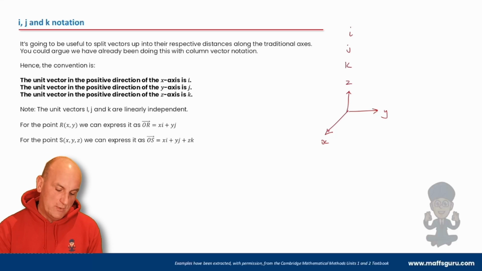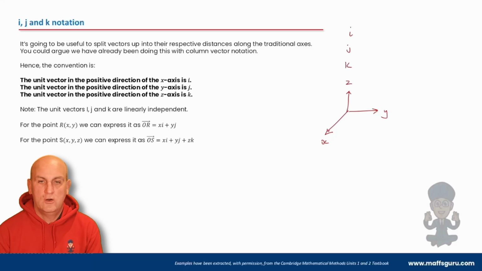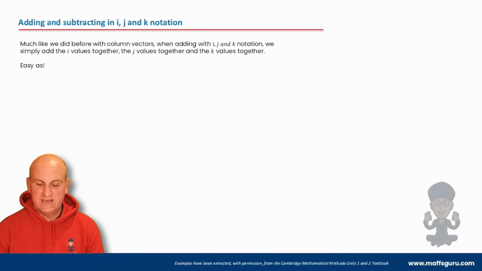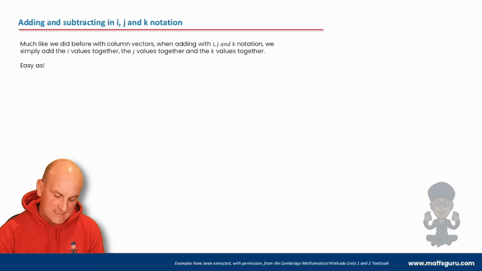But the point of it is that regardless of the notation, it still works in exactly the same way as we've had before. So for example, O to R could be xi plus yj, right? So that just basically means there's a point in space that we can use unit vectors to define. And then if we have it in 3-dimensional space, it's xi plus yj plus zk. All right, cool. Adding and subtracting in ijk notation is really easy.